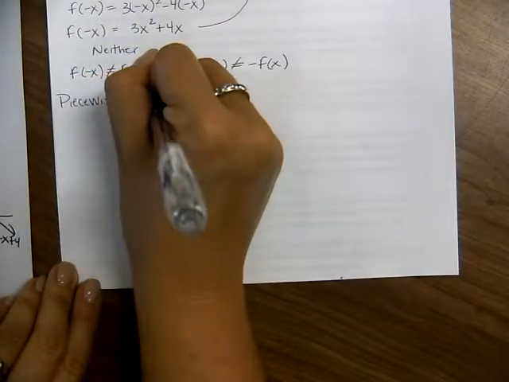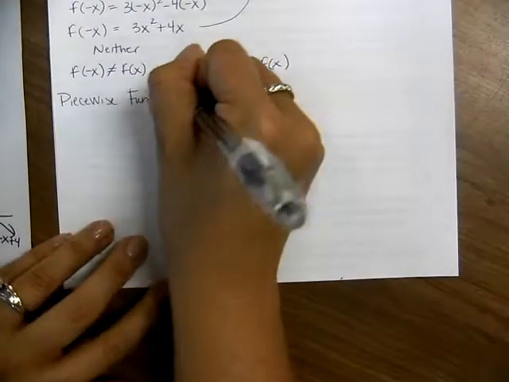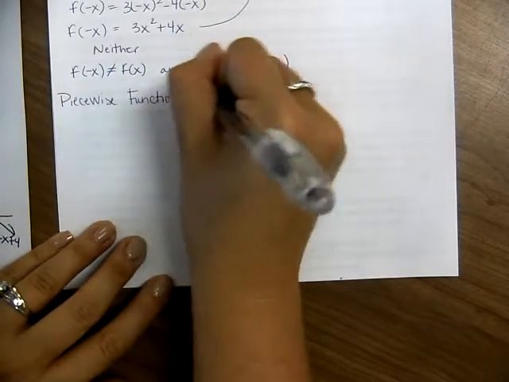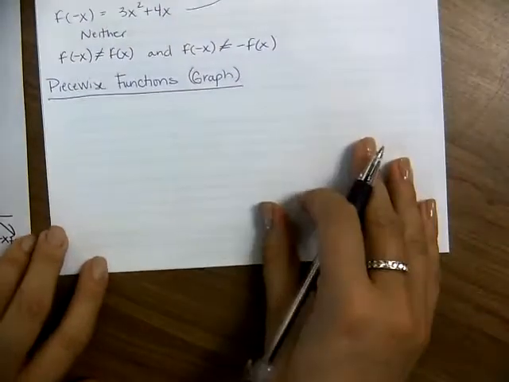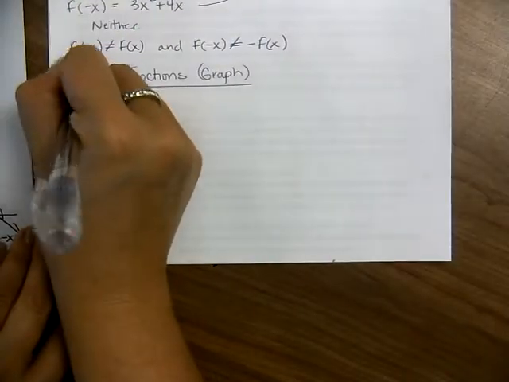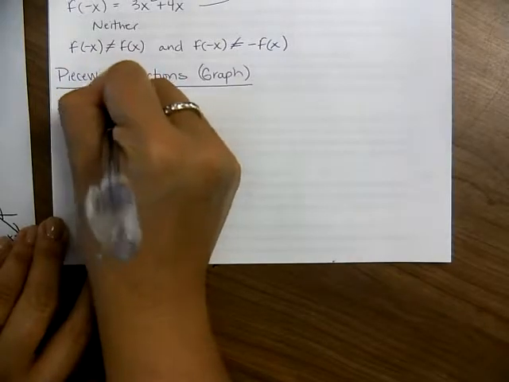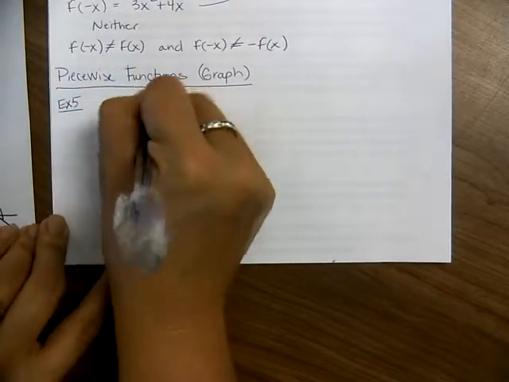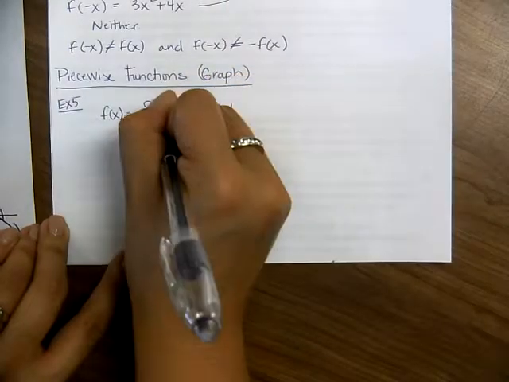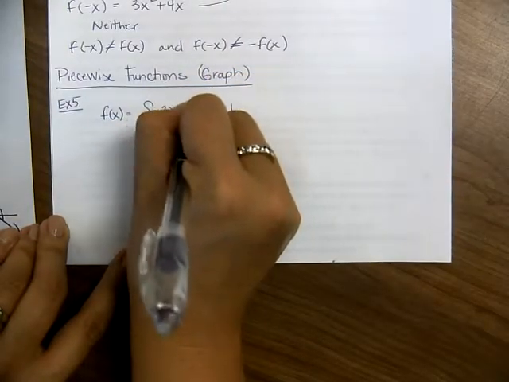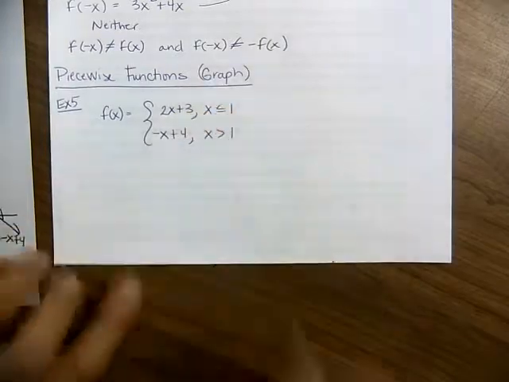Okay, so we're going to look at a piecewise function's graph. All right, let's call this example 5. We start out with f of x equals 2x plus 3, where x is less than or equal to 1, and negative x plus 4, where x is greater than 1.